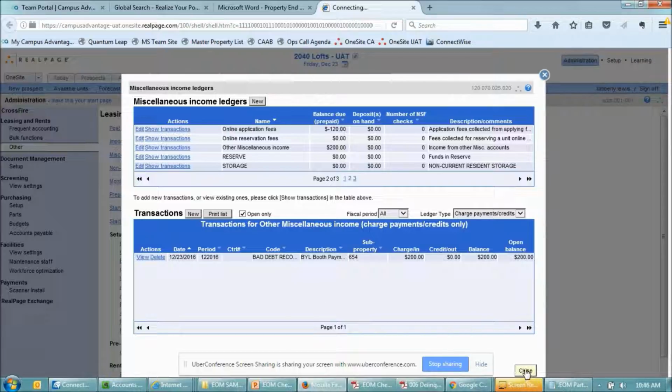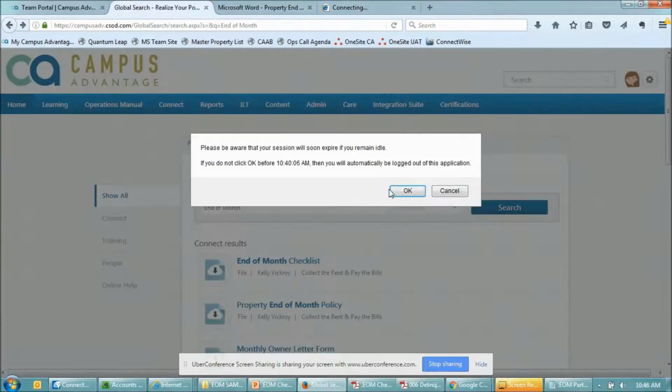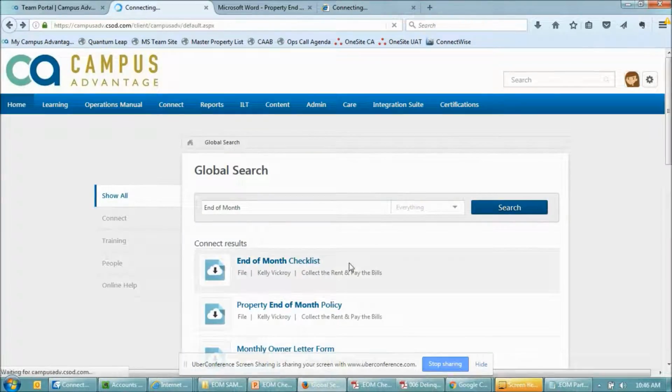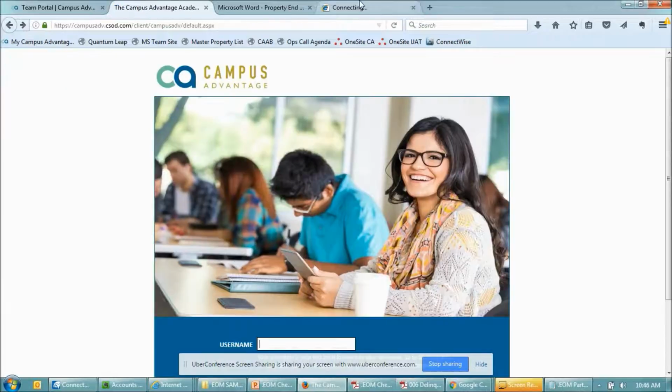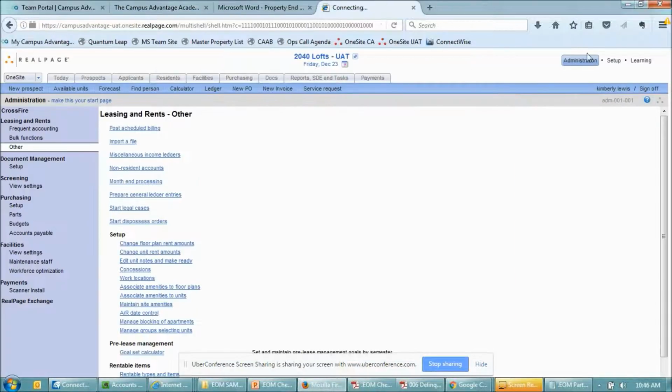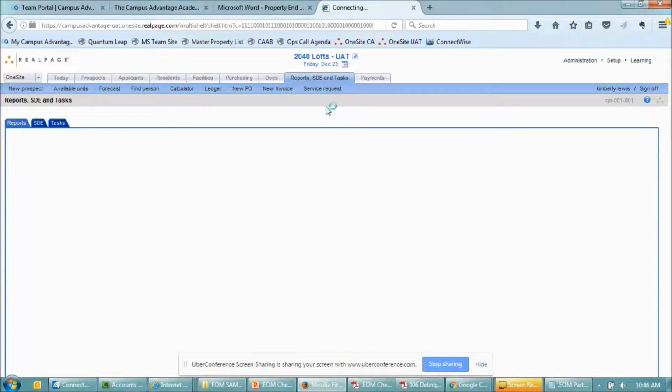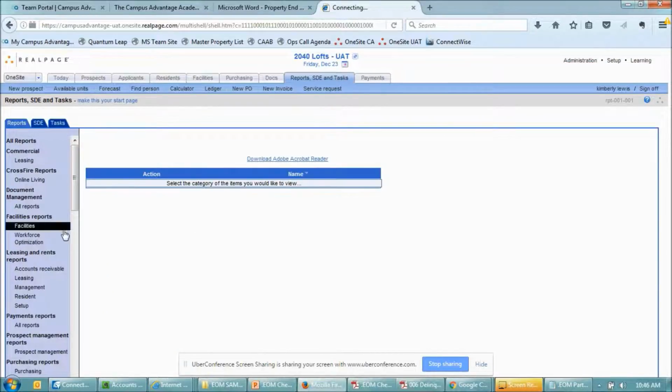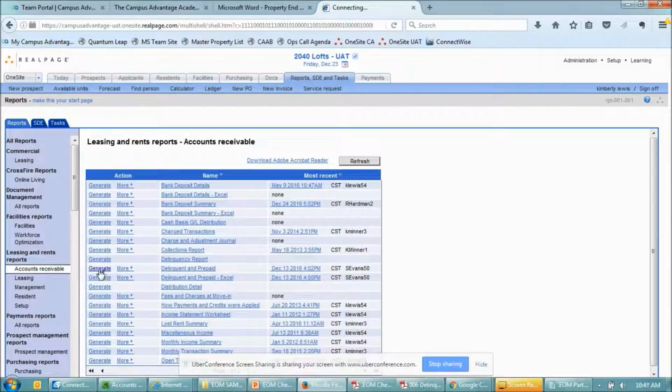Full details on how to utilize the miscellaneous income ledger can be found in the Academy, which has kicked me out, I think. Yes. There is instructional documentation in there that discusses miscellaneous income in full. If a balance is on a miscellaneous income account, it will display on the delinquent and prepaid report at the top. And so we'll hit generate next to that one, which I thought I did.